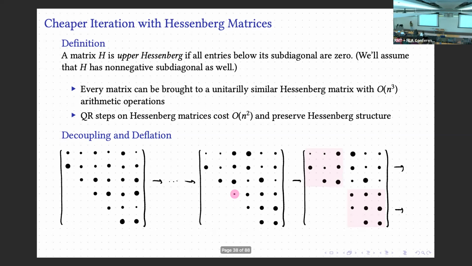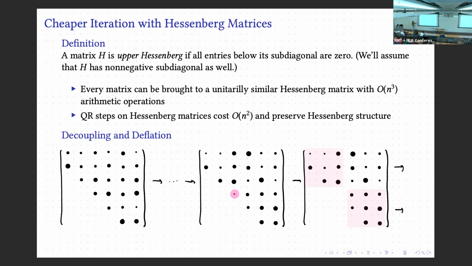And then the resulting matrix is block upper triangular. And each of the blocks is itself a Hessenberg matrix. And so you might as well just keep doing the QR iteration separately on these two blocks. So this is a nice feature of these matrices as well. This process of making an entry small is called decoupling. This process of passing to two smaller matrices is called deflation. These are things that are also used in this algorithm.